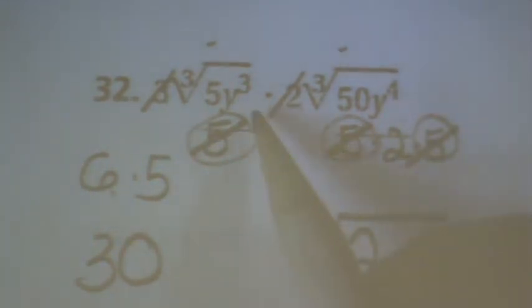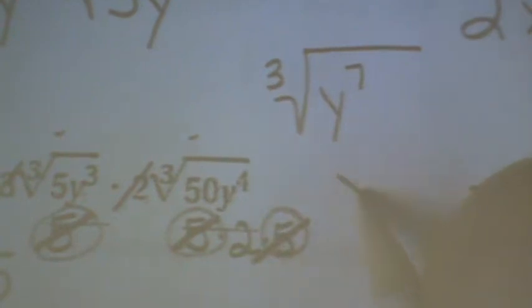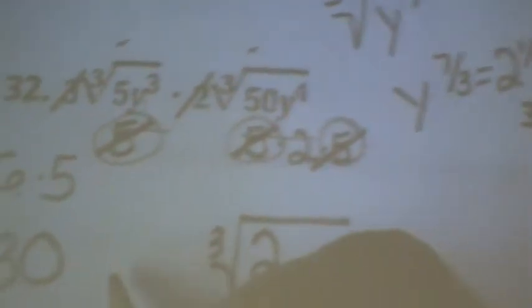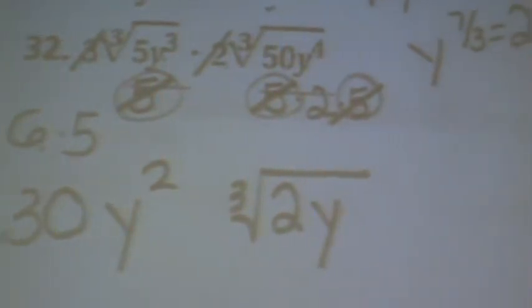Now check out, I only have y's left. I have y to the 7th power. So I have the cube root of y to the 7th. So this is going to be y to the 7/3, which is 3 goes into 7 2 times, so that's 6 and 1/3. So let's check this out. 3 times 2 is 6, 6 and 1 is 7. So this is going to be y squared with 1 left over.